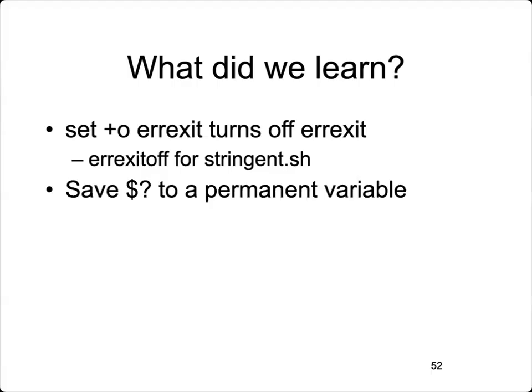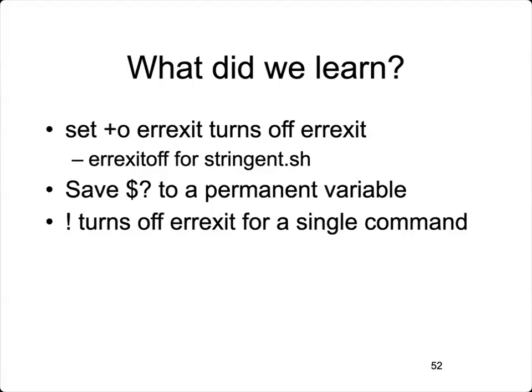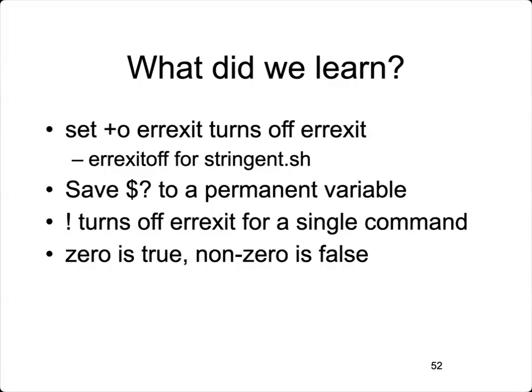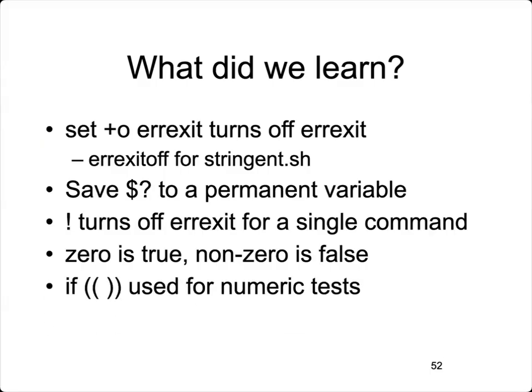You have to save $? to a permanent variable if you want to use it. And you can turn off error exit for a single command with a bang. And another thing is 0 is true and non-zero is false. So I like to think of it as 0 is good and non-zero is bad when I'm working with bash instead of true and false, because this is the opposite of almost every other language I work with. And we also learned that the double open parens is used for numeric tests.